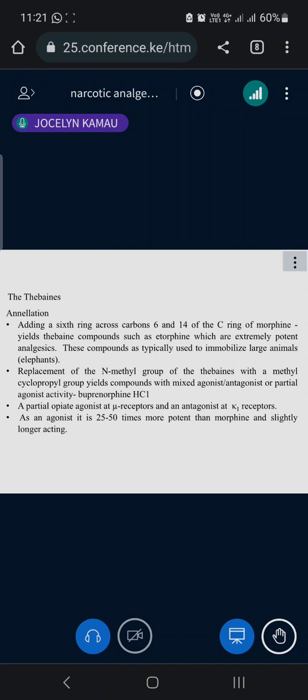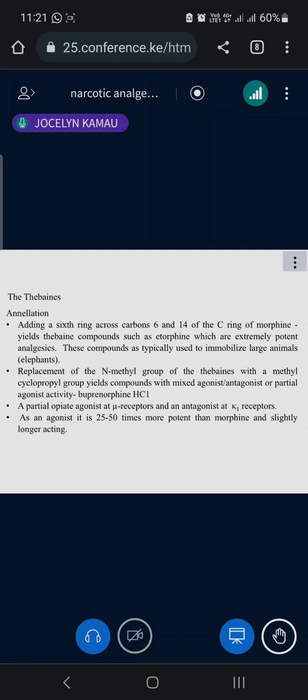You don't bother with any other group, because we are looking at the influence on analgesic activity of the change from morphine to oxymorphone. So you don't start bothering. The N-methyl group still remains the N-methyl group. The methoxy group at position 3 remains the same. So you don't now start saying the methoxy group is needed for activity. The N-methyl group, those are remaining the same.